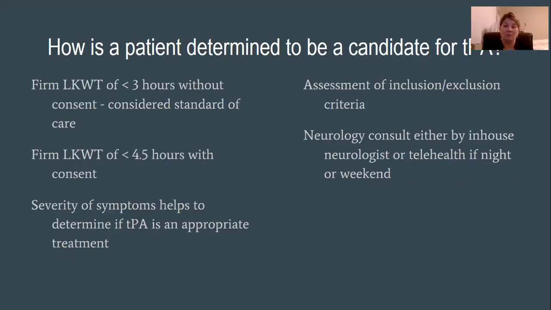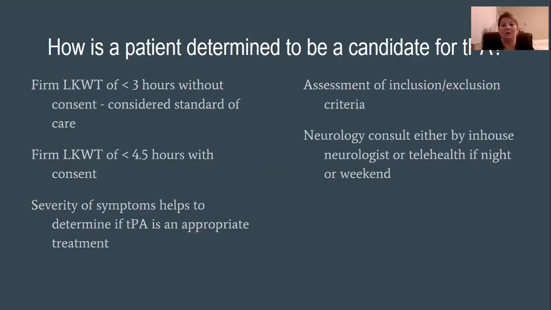If the INR is above 2.5, the patient cannot receive TPA. So there's quite an extensive list that you have to go over in order to determine if the patient is appropriate. The inclusion criteria is much smaller. Inclusion consists of the patient being diagnosed with an acute stroke, and the patient being within the last known well time of less than 3 hours, no consent needed. If it's between 3 hours and 4.5 hours, then consent is necessary.